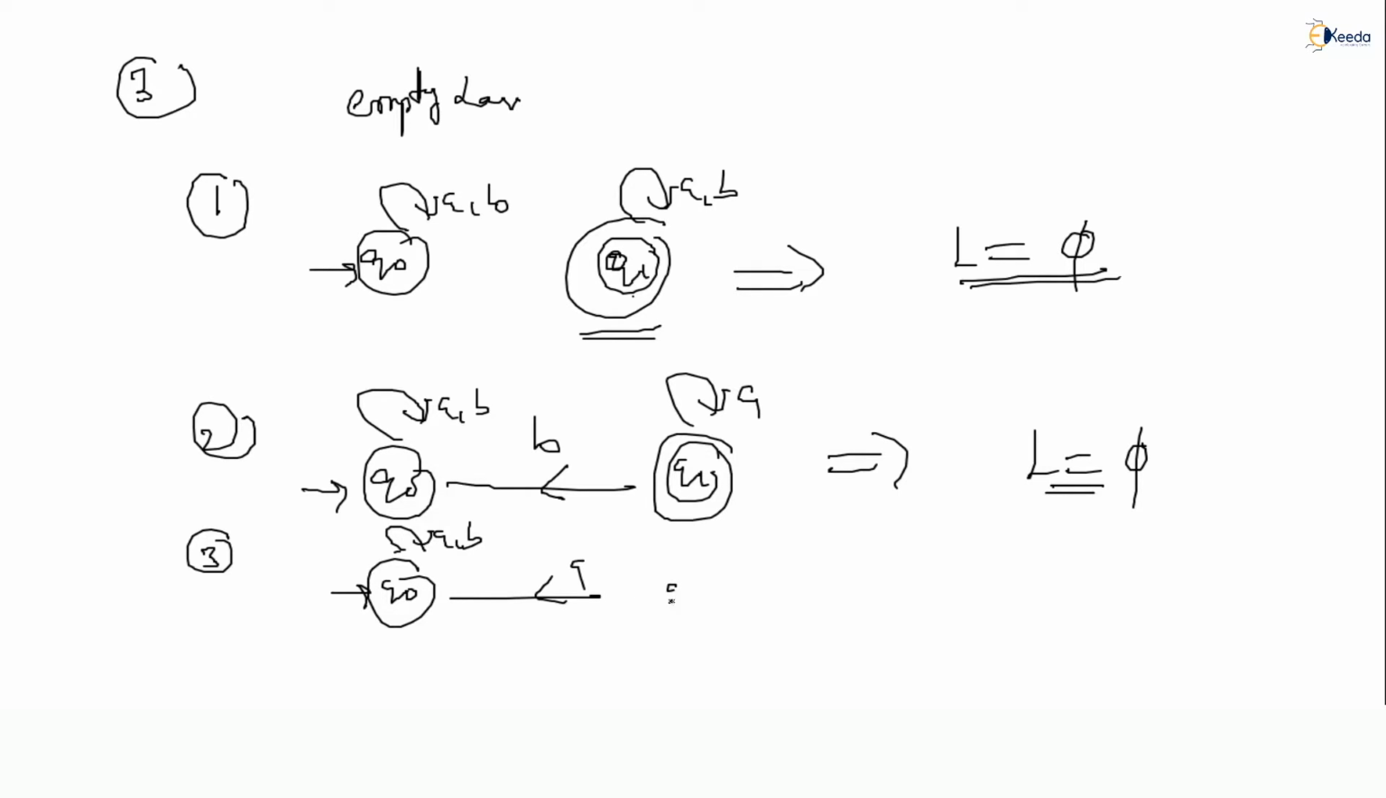So transition A Q1, final state is repeating B. This also same, does it accept empty language only, yes or no? This is accepting what? Empty language only, yes or no?